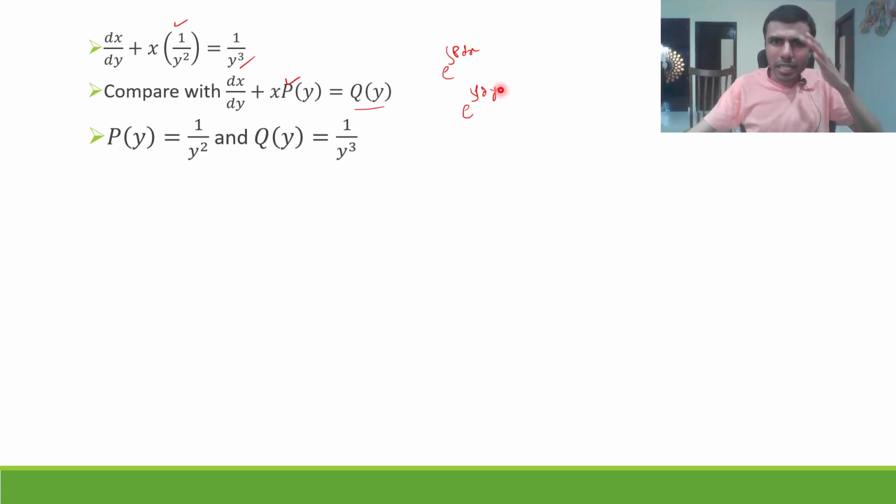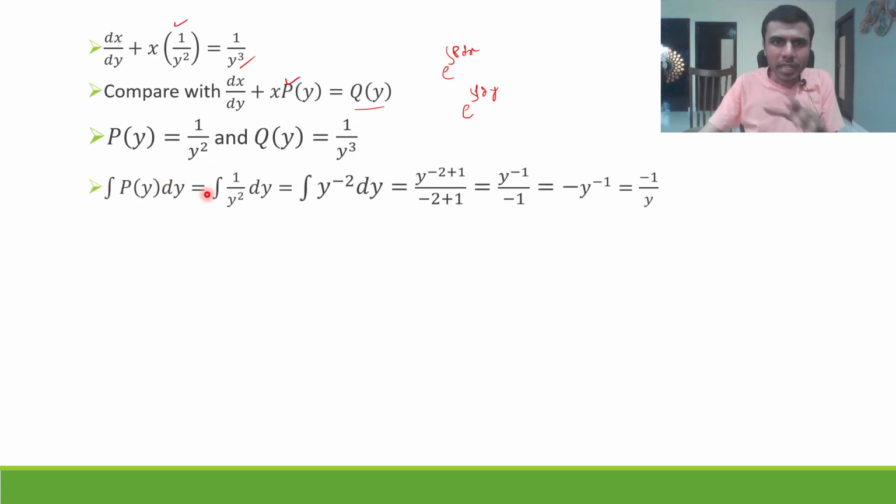Okay, so first I am going to find out integral P of y dy. Now see this, integral 1 by y square, I can write it as integral y power minus 2, so it is y power minus 2 plus 1 by minus 2 plus 1, y power minus 1 by minus 1, so minus y power minus 1, which is nothing but minus 1 by y. So my integrating factor will be e power integral P of y dy, which is nothing but e power minus 1 by y. Hope you are able to follow it.